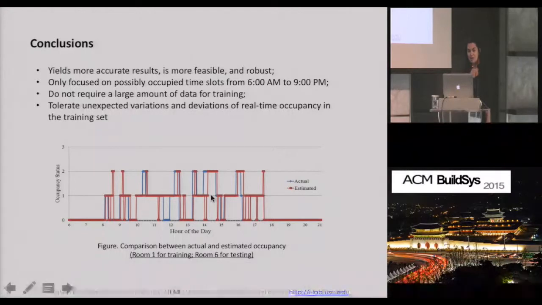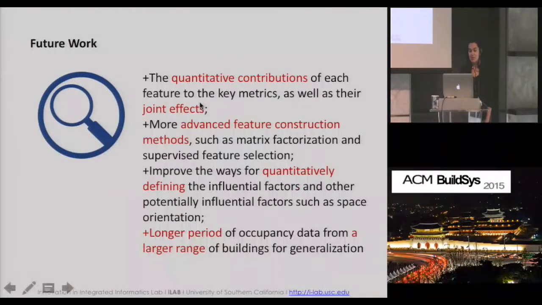So with the last minute I have, the results are promising. We only focused on the occupied times between 6 a.m. and 9 p.m. So if we looked at a 24-hour period, we would probably get better results. There are some limitations, however. We haven't looked at the quantitative contributions of each feature on the key metrics. There could be more advanced feature construction methods that we would like to use. And there are other factors also, for example, orientation and space-related factors that we would like to consider.